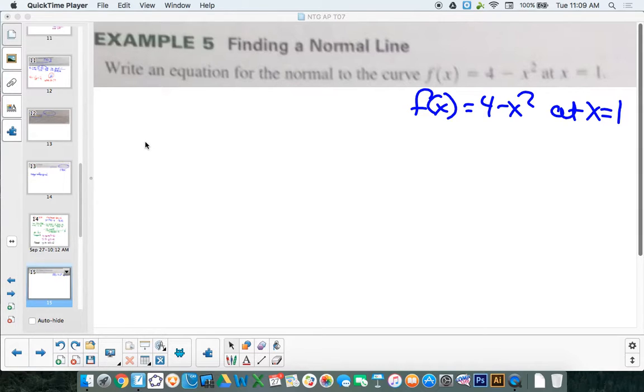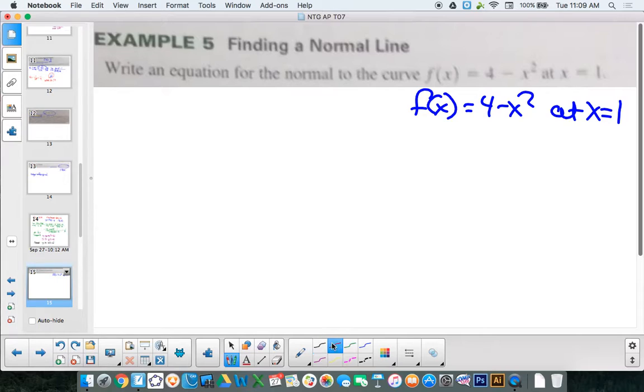Alright, so what we'll do is we'll start by finding the point. So what is f of 1? If we plug 1 in, f of 1 would be 4 minus 1 squared. f of 1 is 3, so that gives us the point (1, 3). And then we'll find the slope.